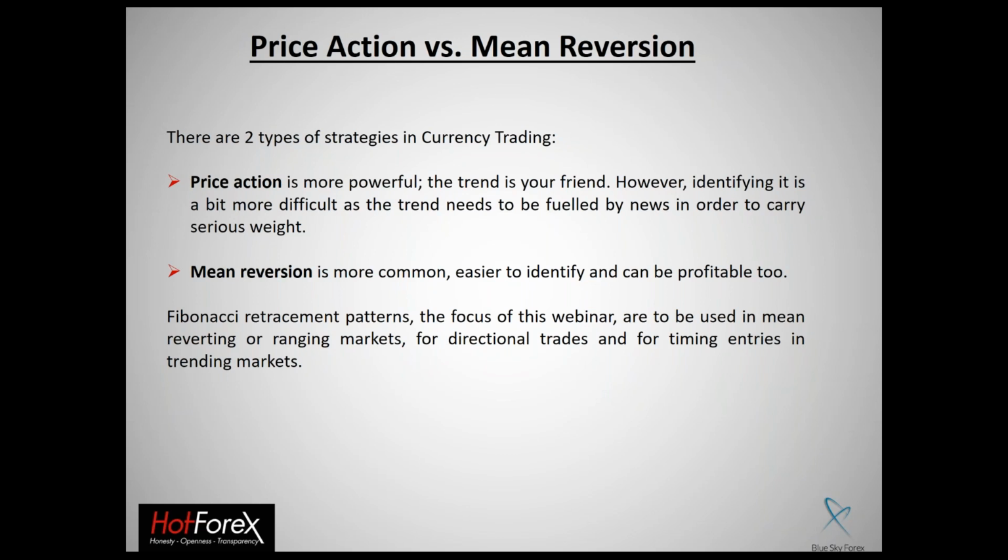Both market types can be profitable. It does not matter what strategy or what approach you use towards trading. Whether you like to trade with the trend or you do like ranging markets, both of them can definitely be profitable. Mean reversion is relatively easier to define and notice, as the price tends to linger between certain support resistance levels. And especially Fibonacci retracement patterns. These can be used to determine those support and resistance levels.